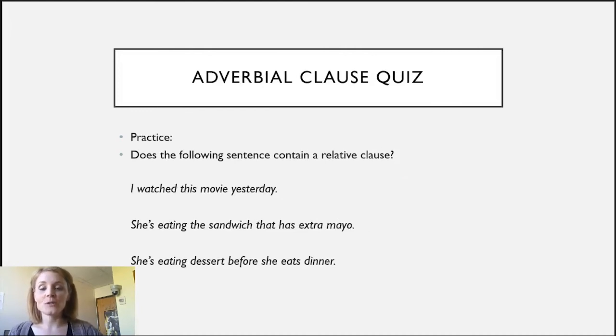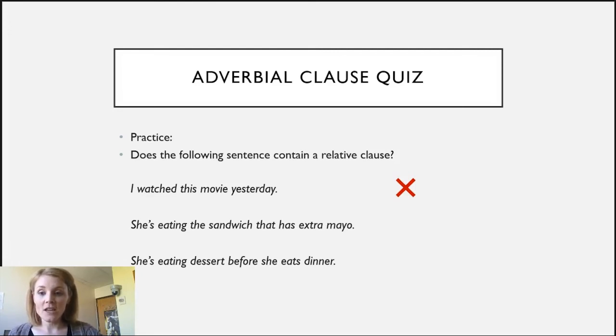All right, and we'll do some practices for adverbial clauses as well. So we have three practice sentences. The first sentence, "I watched this movie yesterday." So we'll count our main verbs. There's only one verb in this sentence, watched, so we know this sentence is not complex. It has an adverb, yesterday, but it doesn't have an adverbial clause, a whole second clause. So the answer to this would be false. This sentence does not contain an adverbial clause.